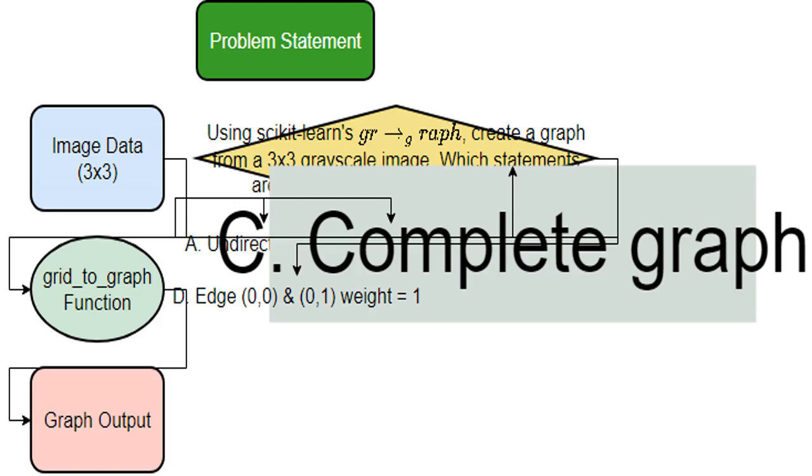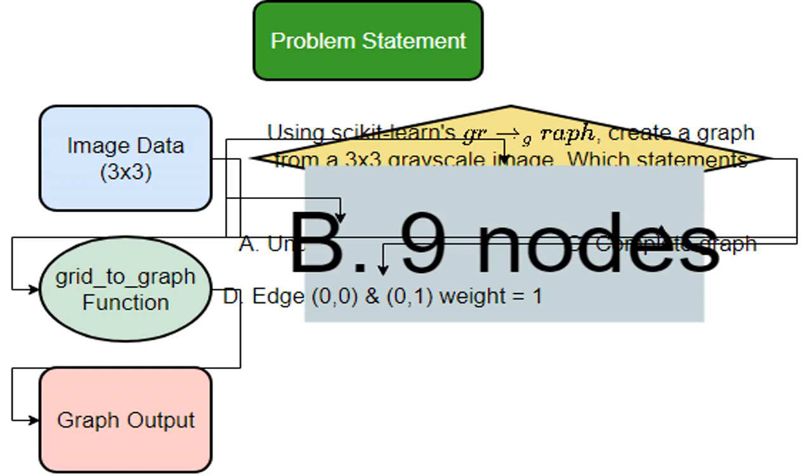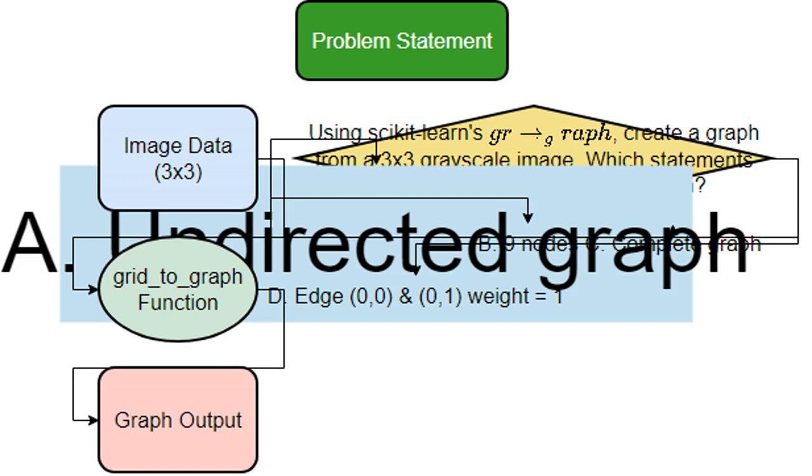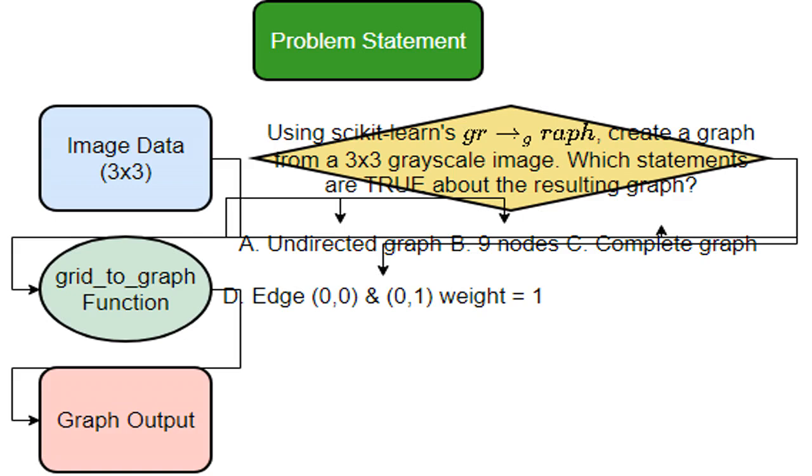This asks whether the connections between nodes in the resulting graph have a direction. In an undirected graph, connections are bidirectional. This tests if I can calculate the total number of nodes in the graph based on the input image size, 3x3. This checks if I know what a complete graph is. A complete graph has edges connecting every single pair of nodes. This tests if I understand how edge weights are assigned in the graph output and whether the edge between the first 2 pixels in the top row has a weight of 1.